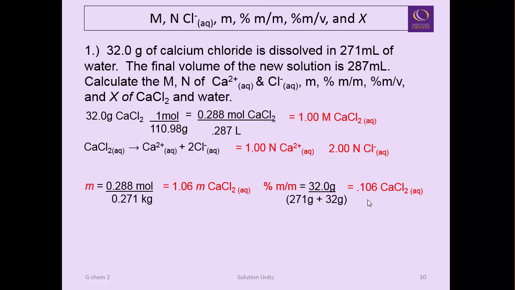You get 0.106. It's a unitless dimension, but you usually describe that relative to if I had 100 units, so I multiply it through by 100 and get 10.6%. So if 100 grams of this particular solution, 10.6 grams of that would be calcium chloride. So that might help me for dispensing. And keep in mind, whenever you do percent, that is a parts per 100 unit.